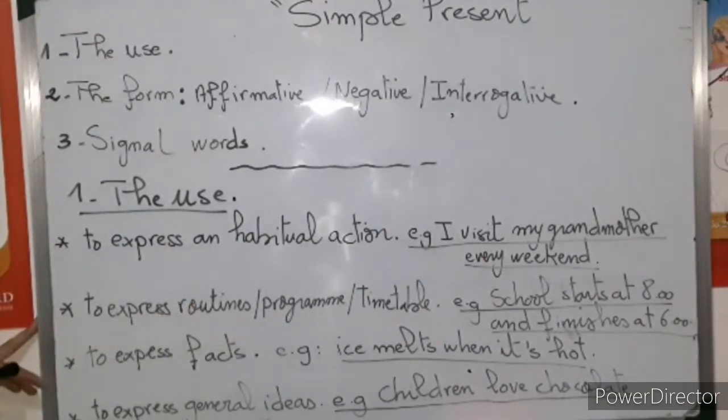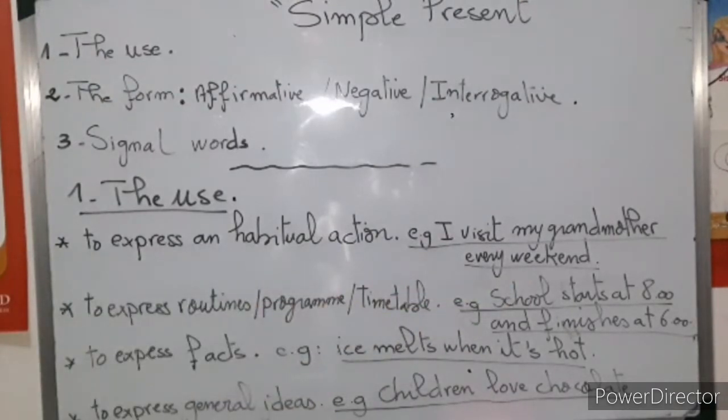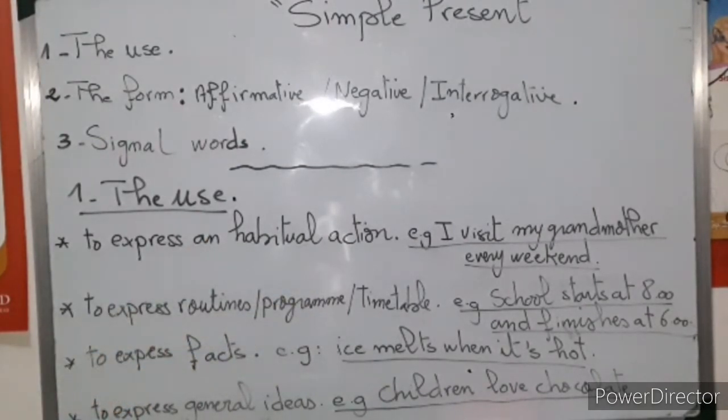The word routine, we use it even in Arabic, in French. So routines, program. When I say program, it's like timetable or schedule, something which is programmed, something that has a fixed time. For example, school starts at 8 a.m. and finishes at 6 p.m. Here I'm talking about a program. So the school always opens at 8 and closes or finishes at 6. So it's a timetable, it's a program, we can't change it.